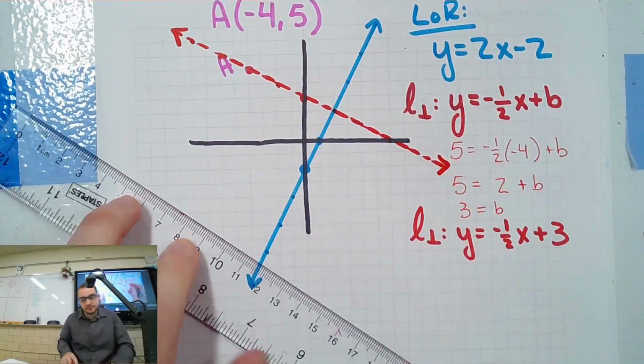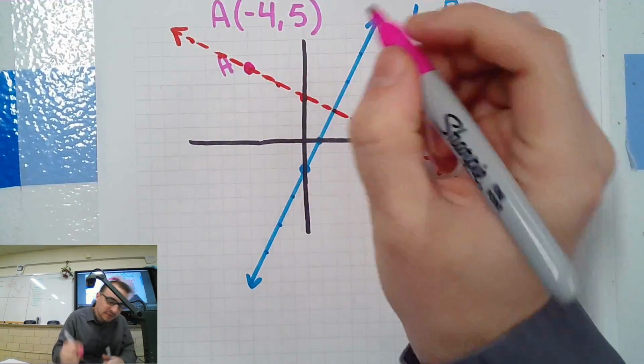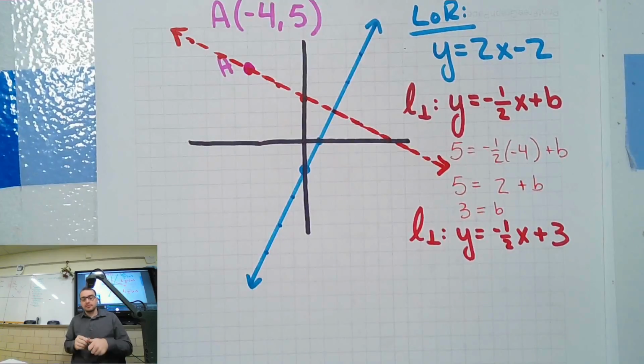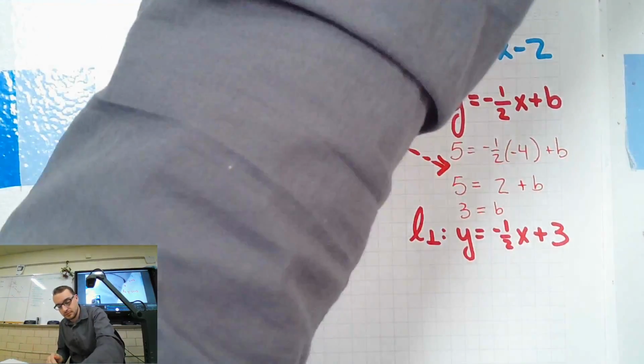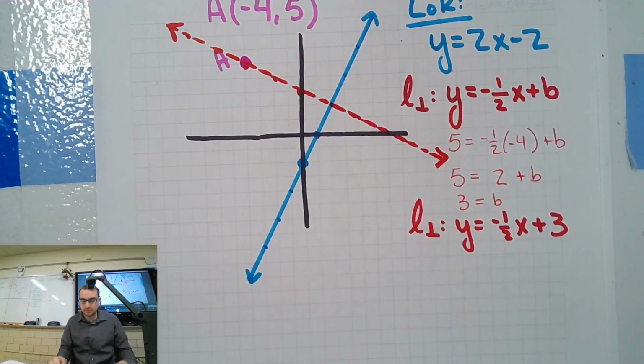Awesome. So A is on that line. A prime is also going to be somewhere on that line as well. Cool? So far, so good? Yes.